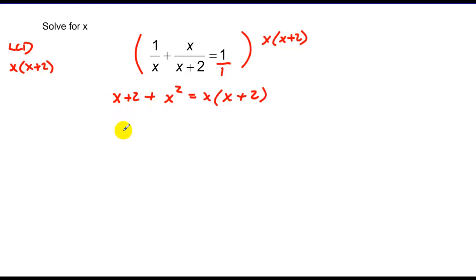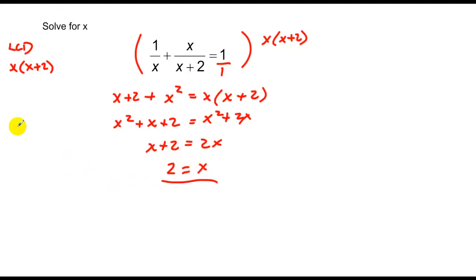So now I combine like terms. There aren't any over here, so I have x squared plus x plus 2 is equal to x squared plus 2x. Get everything to one side since I have a quadratic. Well, actually those x squareds will reduce out, so I have x plus 2 is equal to 2x. Subtract x over, and 2 is equal to x.